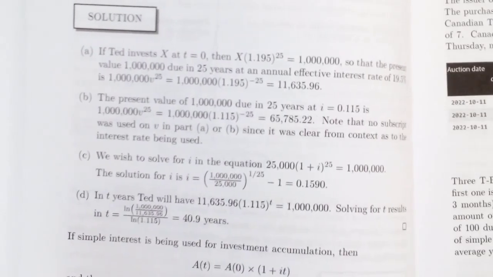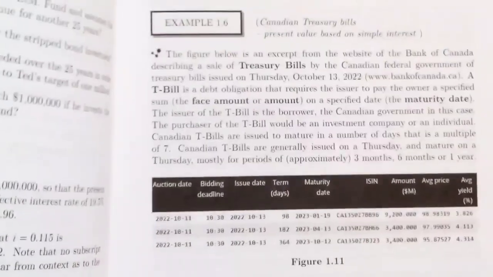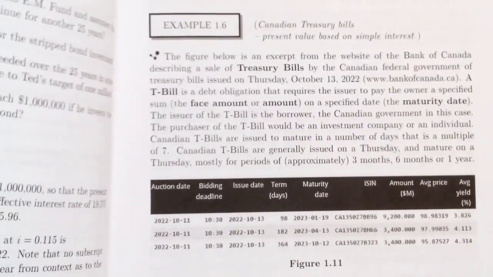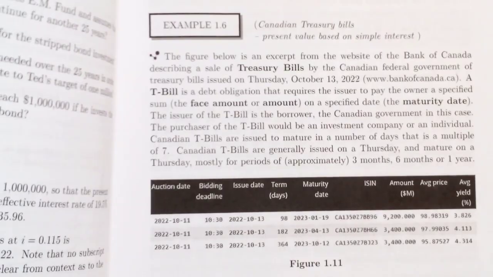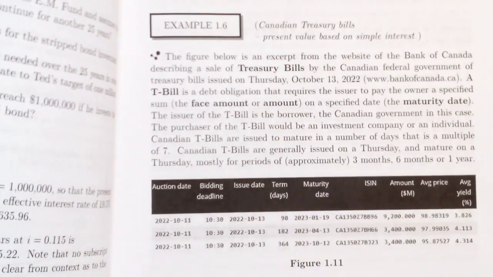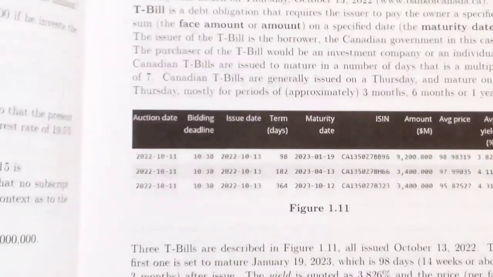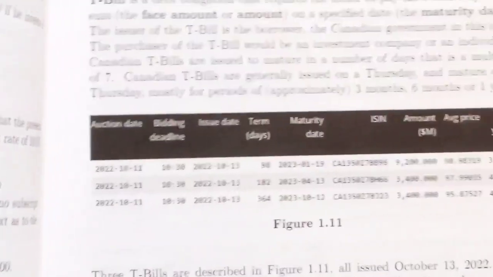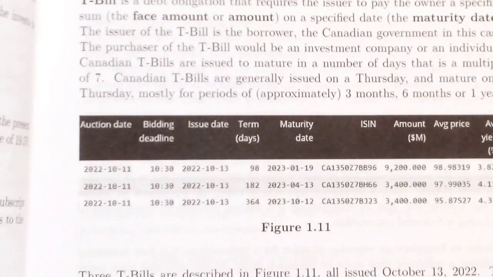Treasury bills work this way. There's an entire discussion in this section on using simple interest instead of compound interest to do present value on treasury bills. Here's an interesting note. If you go to the Treasury website, treasury.gov, it's on the list of web links on our Canvas page. You can find the American equivalent of this.